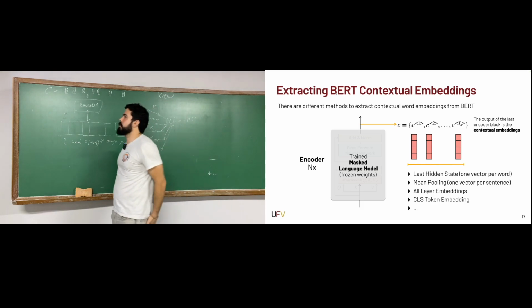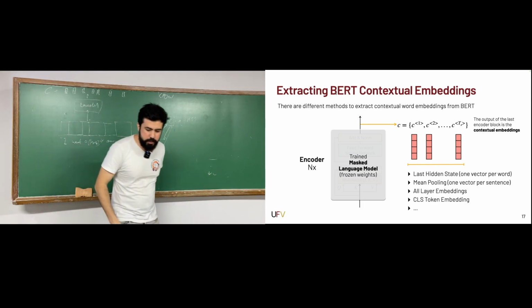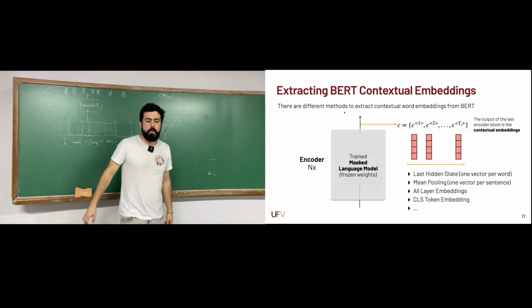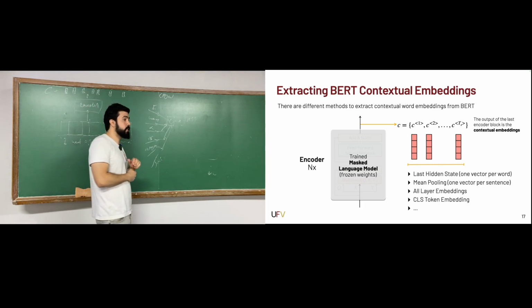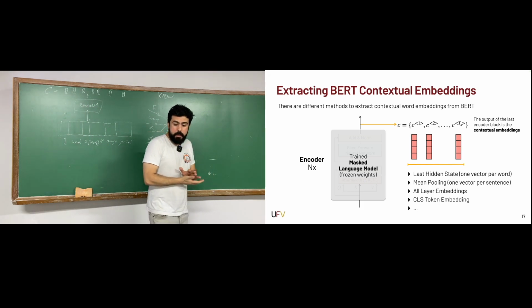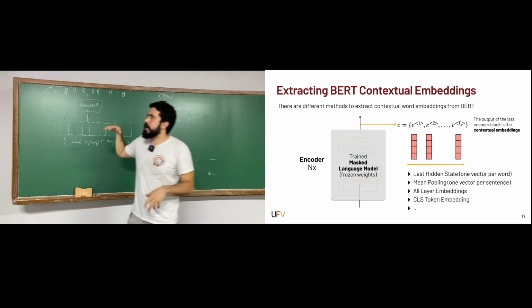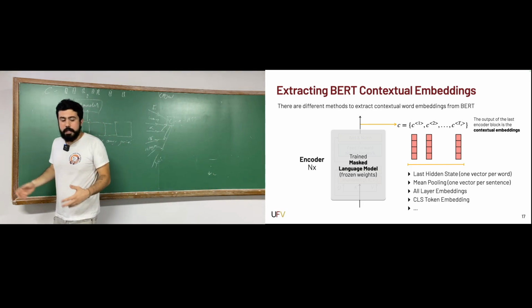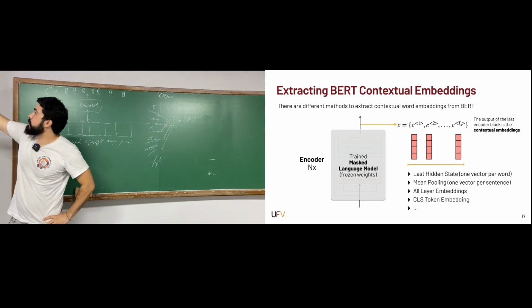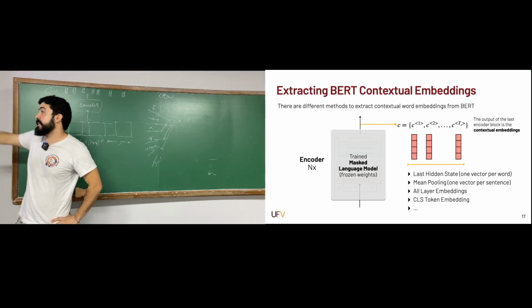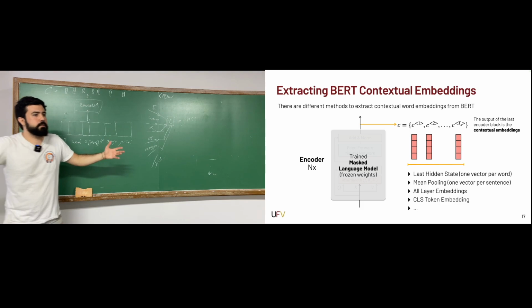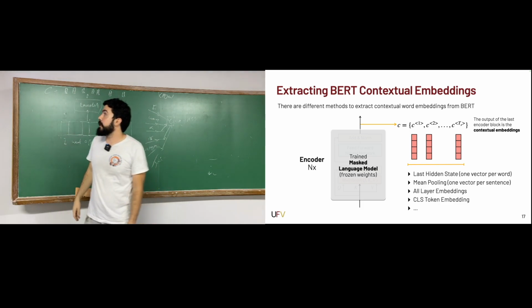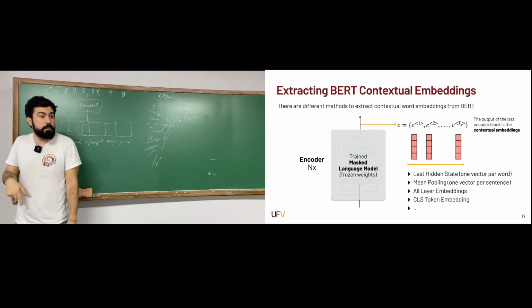And just one practical discussion here to finish. We can extract contextual embeddings from BERT in different ways. So there are many different approaches. And why are there multiple approaches? When you look at the encoder output, you're going to get a list of vectors. It's a matrix, right? Where each column is an embedding of the word T.